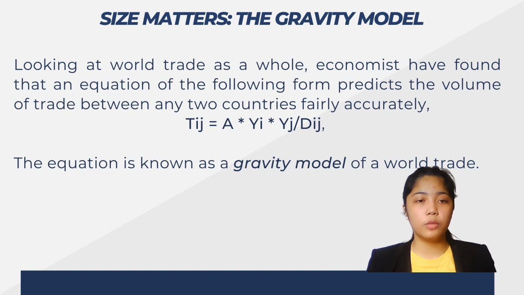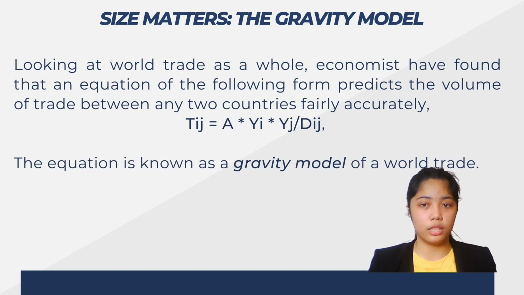In computing the volume of trade between any two countries, the equation used is T_ij = A × (Y_i × Y_j) / D_ij, where A is a constant term. T_ij is the value of trade between country i and country j. Y_i and Y_j are the countries' GDPs, the total value of goods and services produced. D_ij is the distance between the two countries.